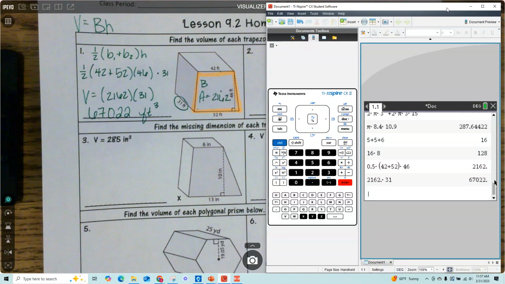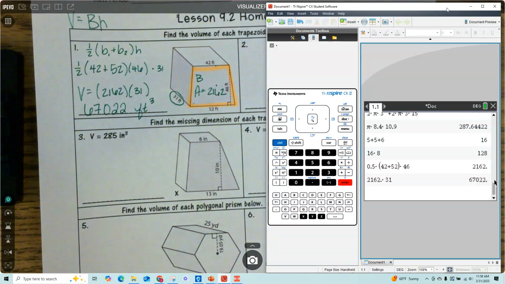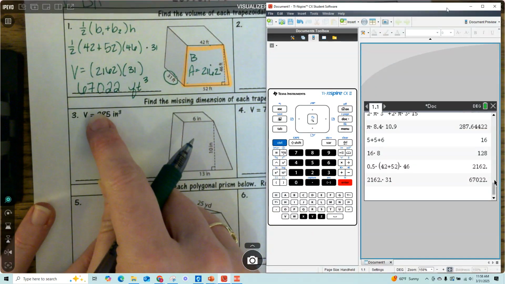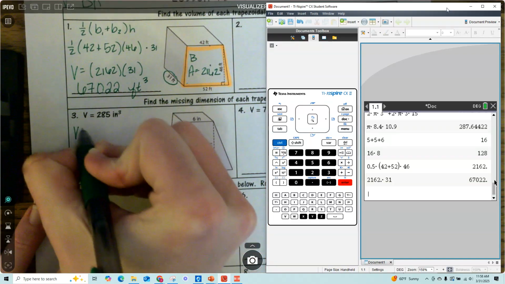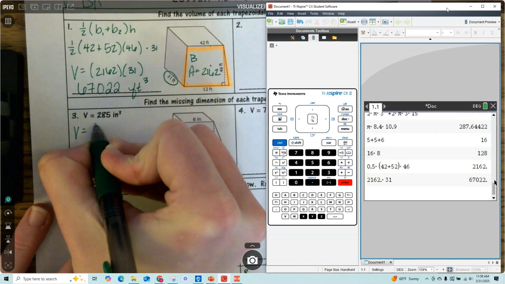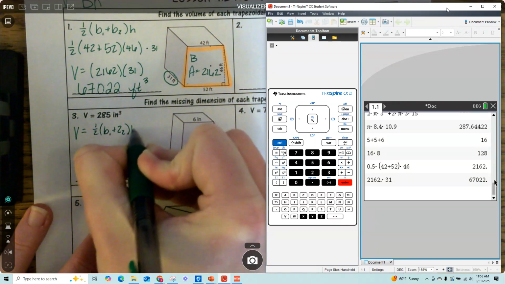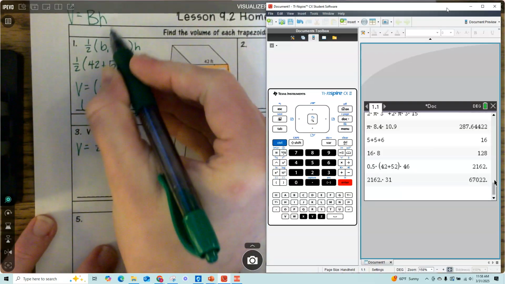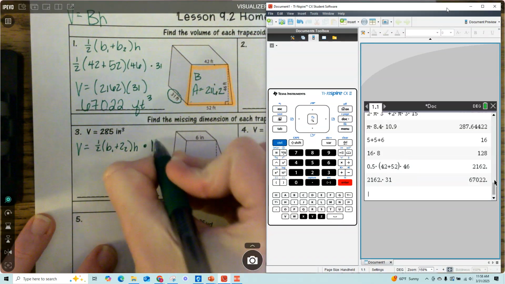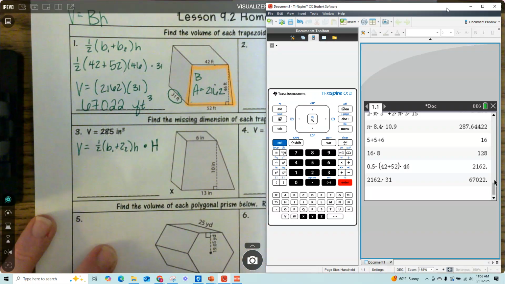So trapezoidal prisms are the only ones that you'll have to find a missing dimension on. The other ones, the ones down here, the polygonal ones, you won't have to do that with. So this time we have the volume. So again, we know big B, the area of the base is 1/2 base 1 plus base 2 height, and then times the height of the figure. So I'm going to use a big H for the height of the figure. So let's pick that value out first.